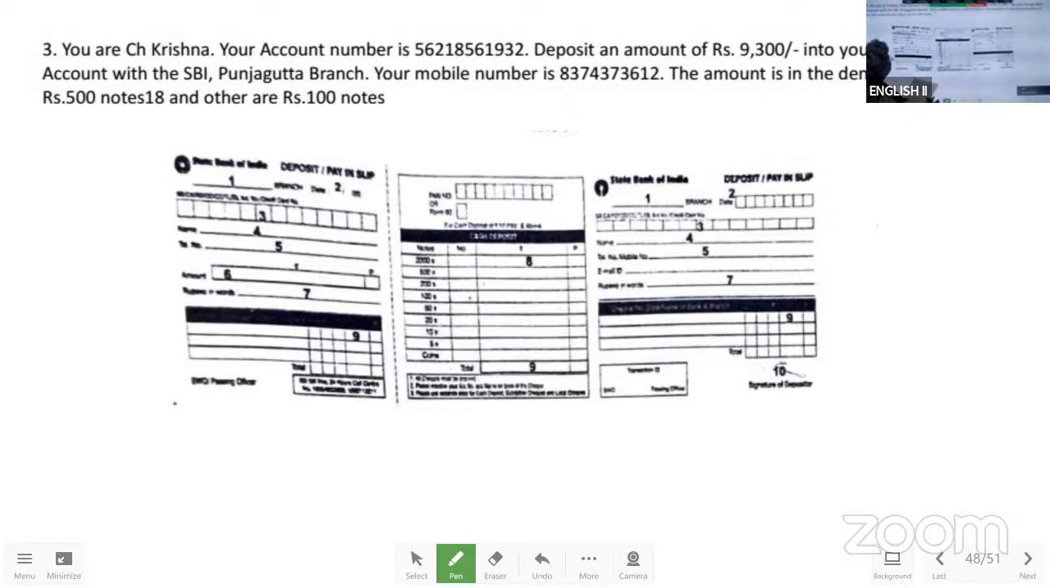Your mobile number is 83743733612. The amount is in the denomination of 500 notes into 18 and other are 100 notes. So first one, branch. First usually is the branch, second is usually the date. So what is the branch? Panjagutta, SBI Panjagutta. See, it's given here.